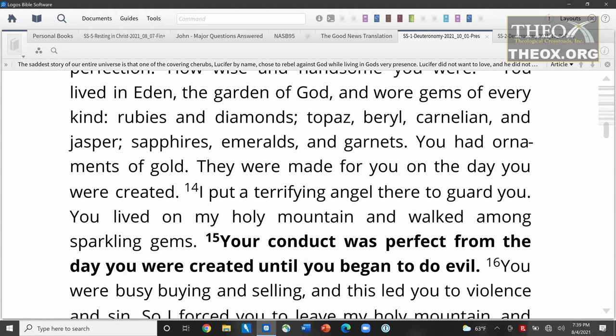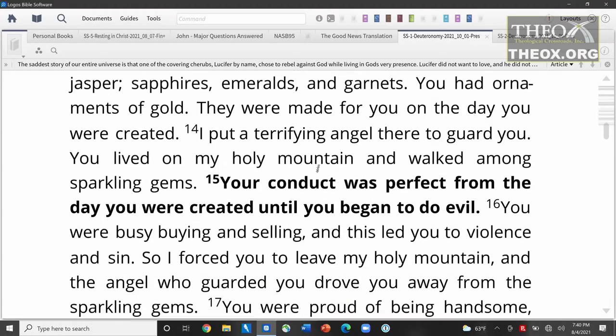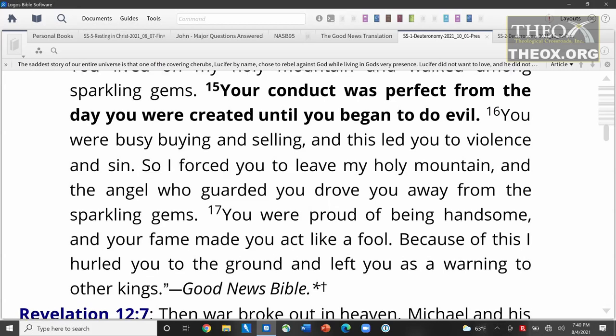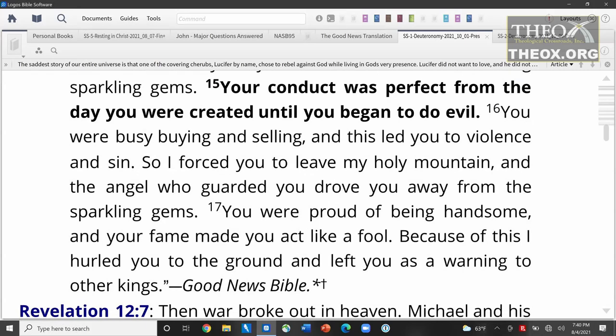I put a terrifying angel there to guard you. You lived on my holy mountain and walked among sparkling gems. Your conduct was perfect from the day you were created until you began to do evil. You were busy buying and selling, and this led you to violence and sin. So I forced you to leave my holy mountain, and the angel who guarded you drove you away from the sparkling gems. You were proud of being handsome, and your fame made you act like a fool. Because of this, I hurled you to the ground and left you as a warning to other kings.